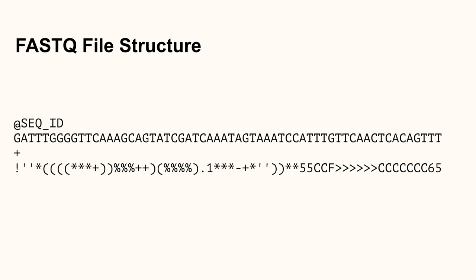A FASTQ file contains 4 lines per sequence. A header line starting with @ that contains the sequence identifier. The second line is the actual sequence. The third line is a line starting with plus that may contain the same identifier or be empty. The fourth line includes the quality scores for each base in the sequence, encoded as ASCII characters. In the example shown here, the fourth line contains the quality scores. Each character corresponds to the quality score of the base at the same position in the sequence line.